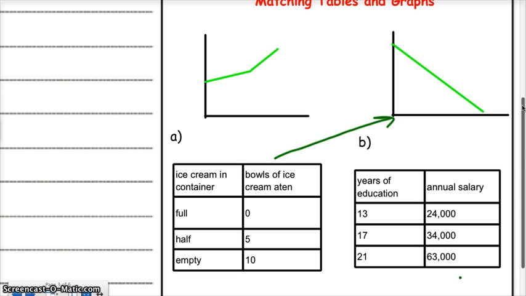First off, is this increasing or decreasing? Increasing. Which one looks like it's increasing? A. Looks like it's increasing.